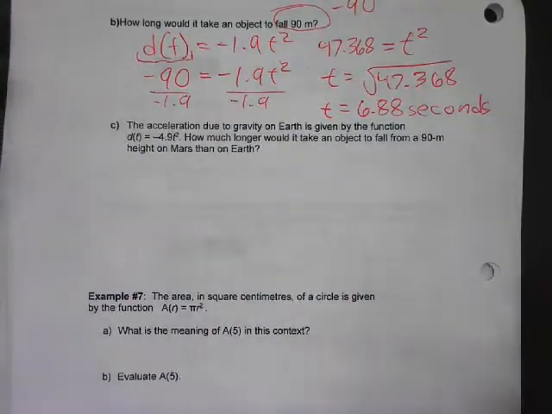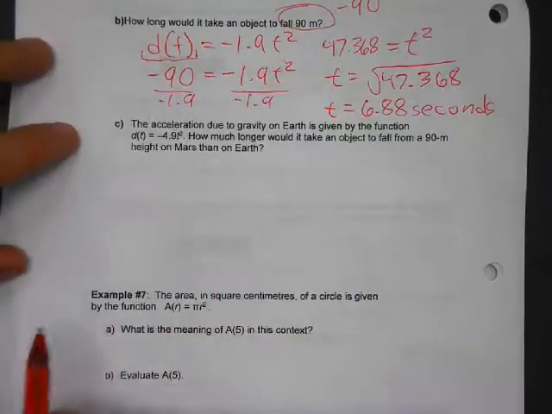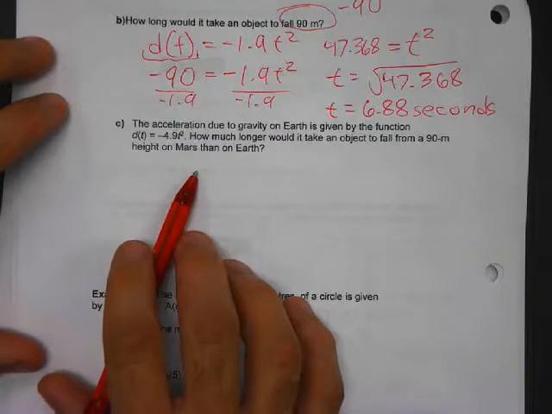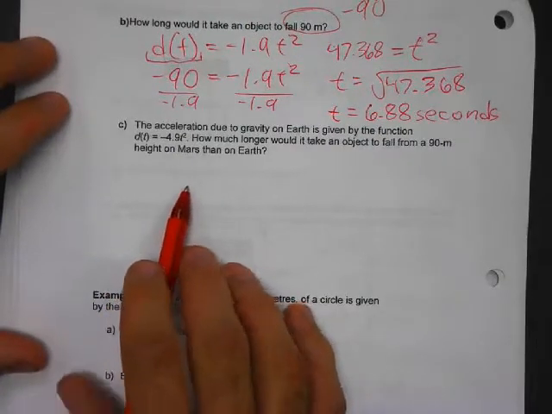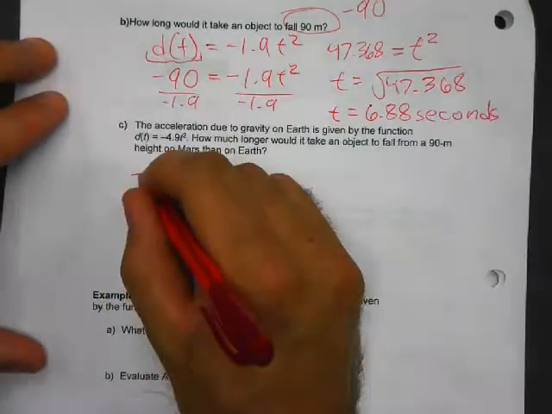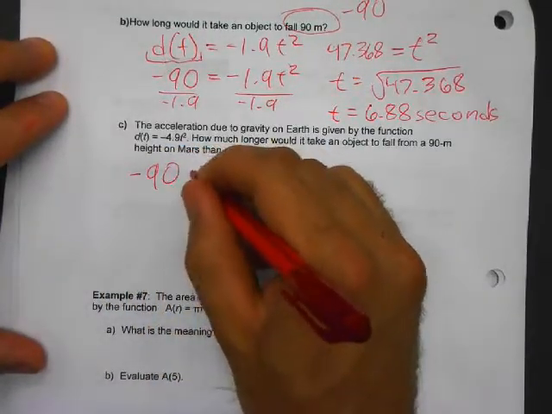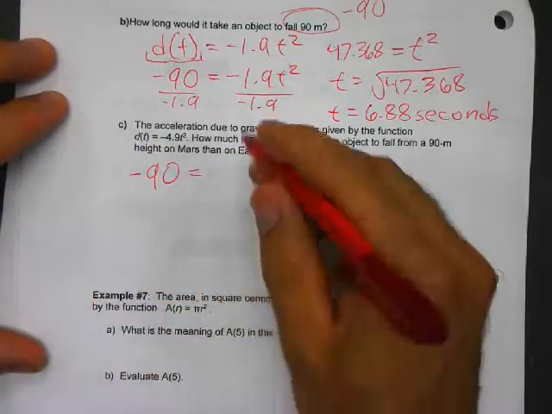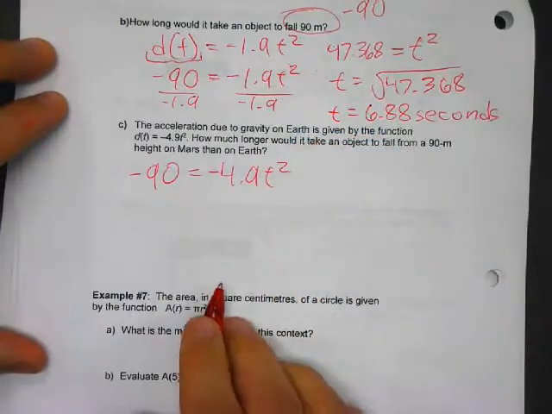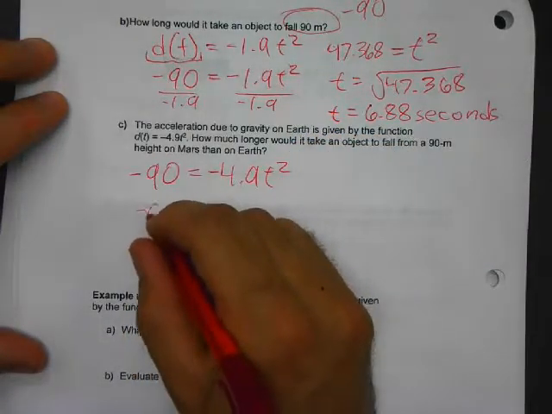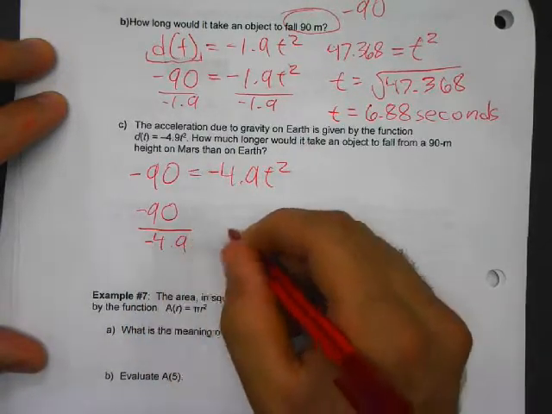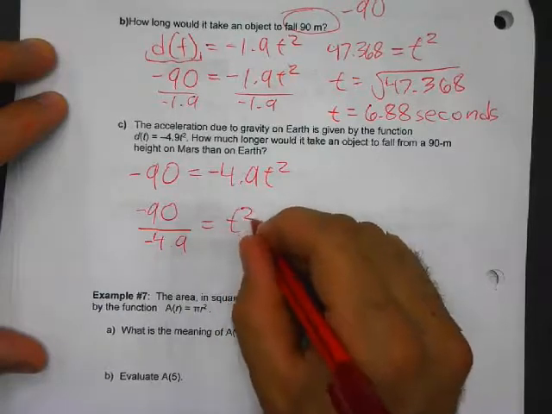Same distance of 90 meters we're falling, but it wants to know how long it would take to fall that distance on Earth, and then what the difference in the two times is. So I'm just going to go ahead and write negative 90 is equal to, the new equation here is negative 4.9 t squared. Then I'm going to go negative 90 over negative 4.9 is equal to t squared.